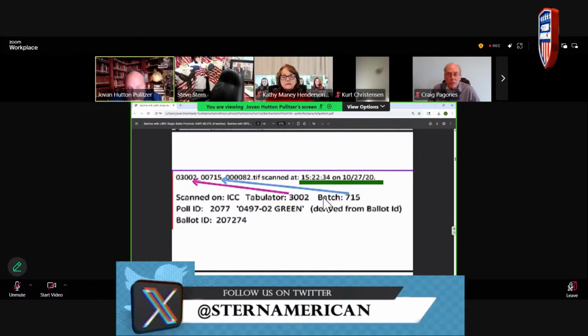If you look across the header here, you're looking at the tabulator that ran it. That's 303002. You're looking at the batch number. It's very important by batch. You're looking at the number of ballots. If this batch had 200 ballots, this one's number 82 of 200.